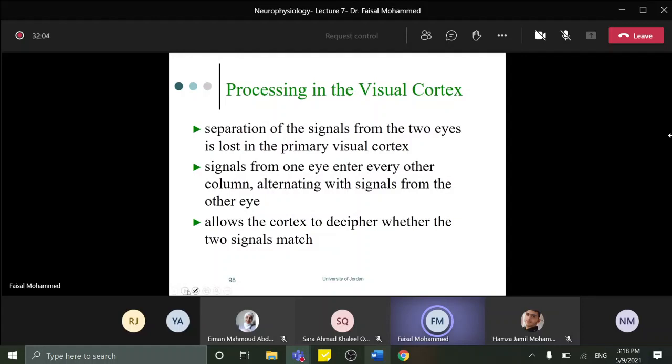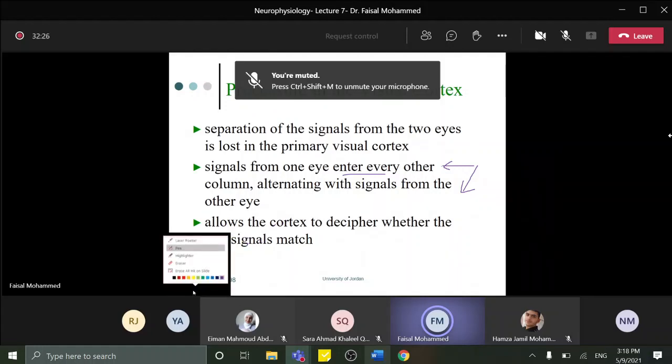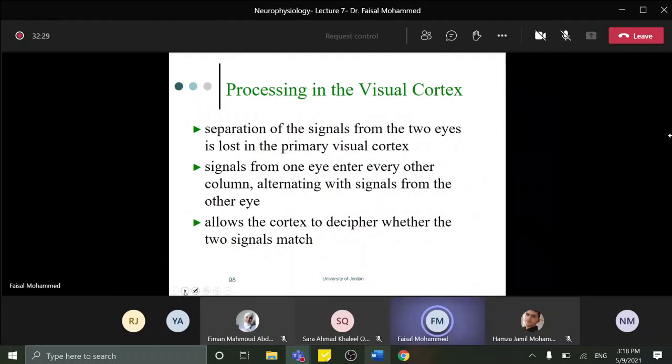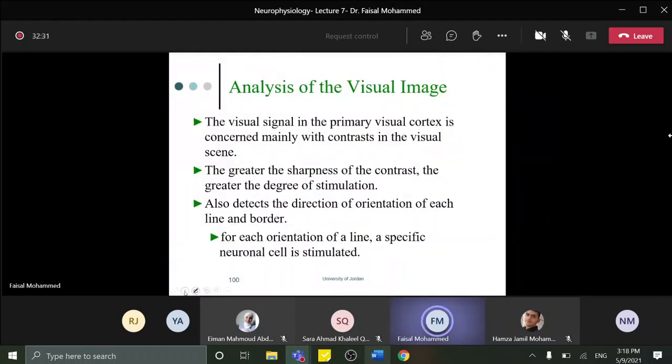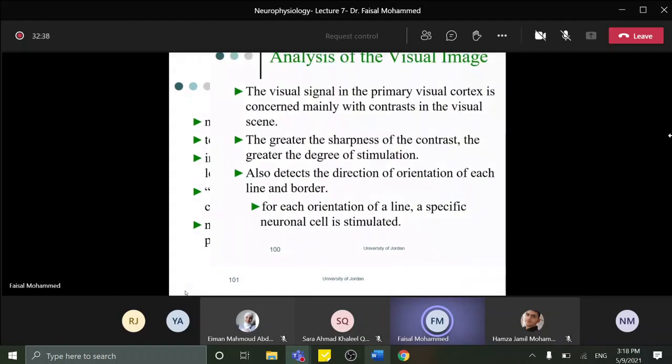Separation of signals from two eyes: signals from one eye enter certain columns, and signals from the other eye enter the other columns, بس لما يجي على areas, they are overlapping areas. Overlapping, that's what you see: although there are two pictures, one in each eye, you see it as one picture. ما تهتم له دول. Visual signal in the primary cortex is concerned mainly with contrast. كمان ما تهتم احنا هون خلاص.